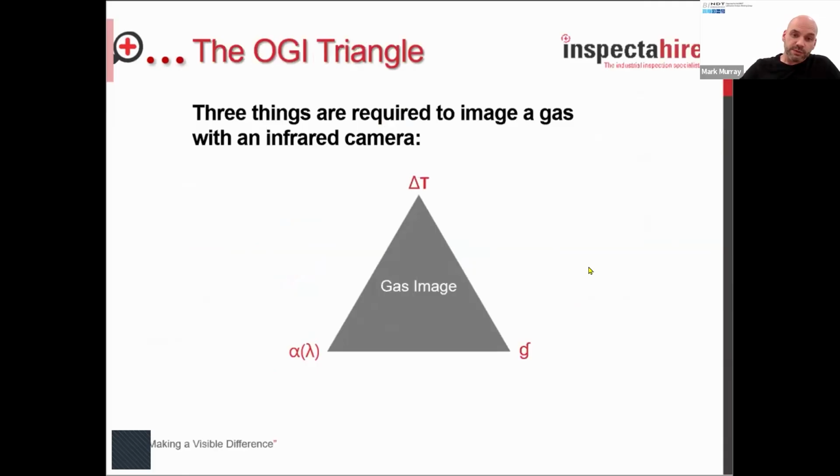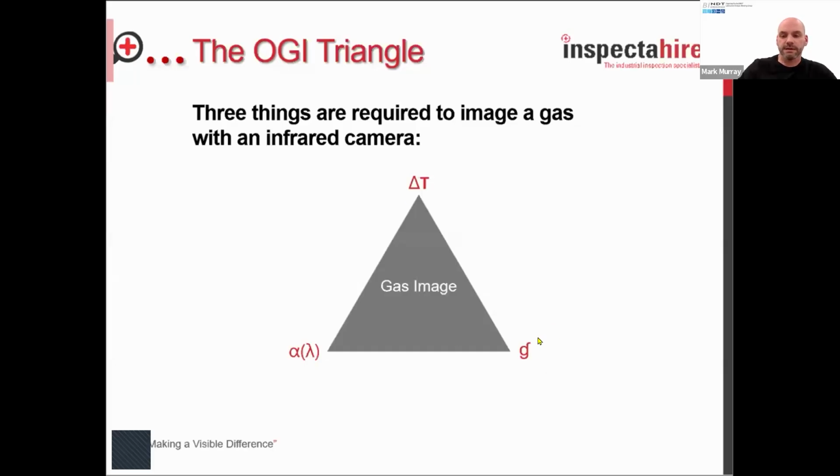So, the things we require to see gas with the camera, this is the thing that sets it apart really from all other infrared cameras. So kind of like the fire triangle, we have the OGI triangle. We've got the wavelength. The gas must have an absorption peak that overlaps with the spectral window of the camera. The delta T, so there must be a sufficient temperature difference between the gas plume and the background. A reported minimum of 2 degrees, but of course, the greater that difference, the better.